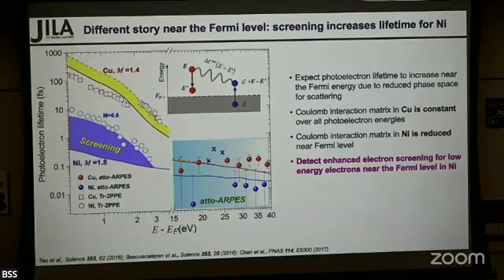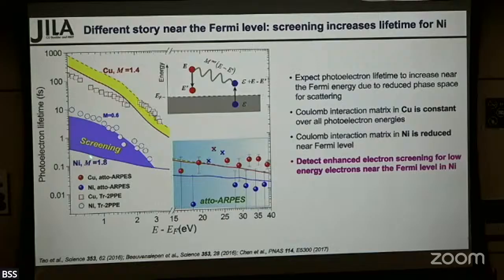The photoemission here, we didn't do it. This is data we took from the literature. A whole bunch of groups do this, so we put in data from lots of different measurements. Why 2-photon photoemission? Because they were measuring the lifetimes near the Fermi level, so we could see if the Coulomb interaction matrix was the same. Here it's 0.6 is what they measured. We measured 1.8, but that would be the 1.8 line.